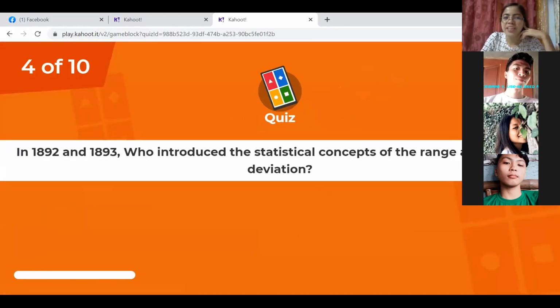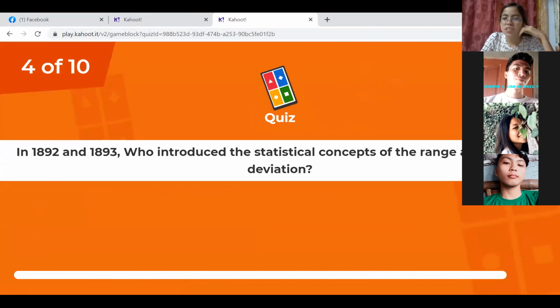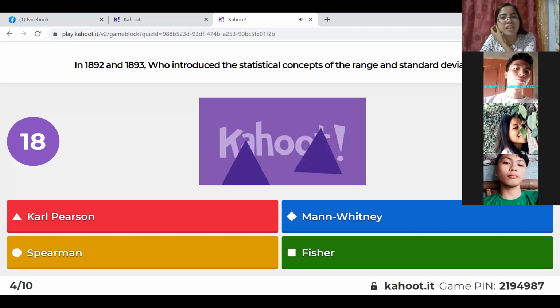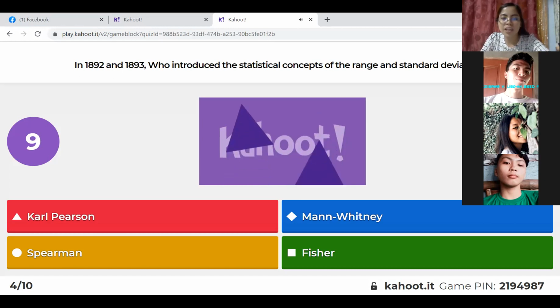So next, in 1892 and 1893, who introduced the statistical concepts of the range and standard deviation? Ang red, si Carl Pearson. Ang blue, si Mann Whitney. Ang yellow, si Spearman. Ang green, si Fisher.